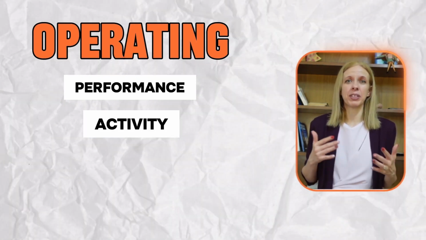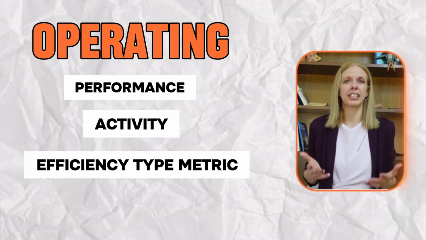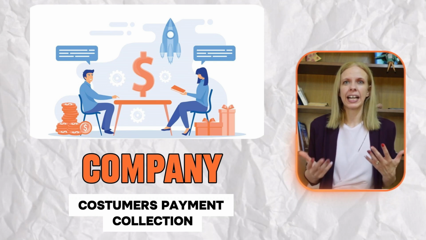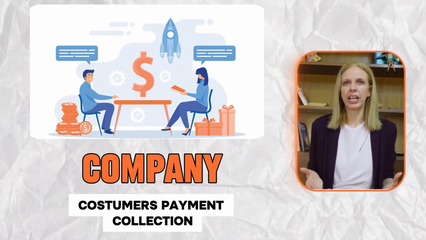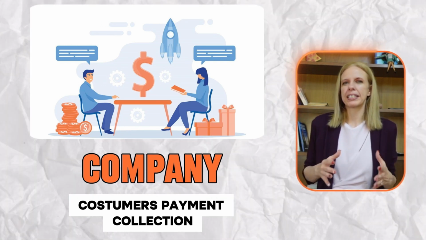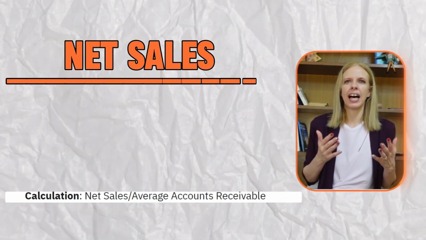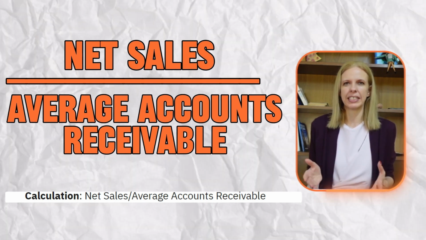Metric number 7. Accounts receivable turnover ratio. This is an operating performance, activity, or efficiency type metric too, and it shows how the company is doing with the customer payment collection in accordance to terms. And the calculation is net sales divided by average accounts receivable.